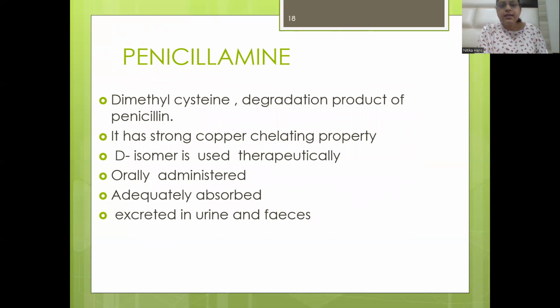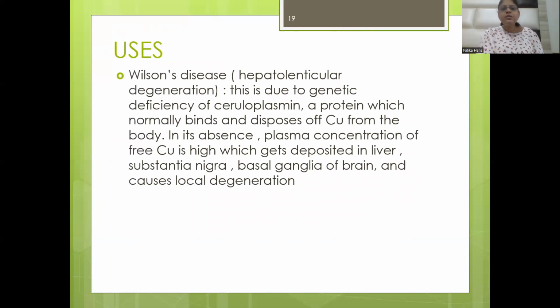Penicillamine: its D isomer is used therapeutically. It has a strong copper chelating property. It is dimethyl cysteine, a degradation product of penicillin. It is well absorbed, orally administered, and excreted in urine and feces. Uses: it can be used in Wilson's disease.